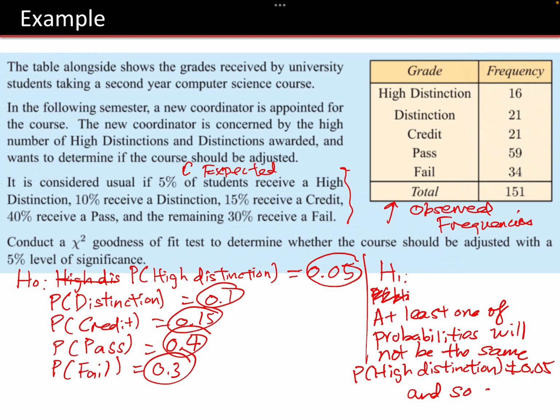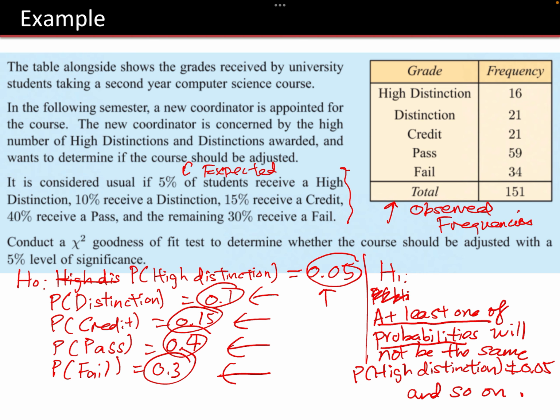Which means that we could look at this not to be the same, this not to be the same, this not to be the same, this not to be the same, and this not to be the same. As long as we say that at least one of the probabilities will not be the same, I think that would be good for an alternative hypothesis for this case. So this is what we will do when it comes to formulating the hypothesis for this one.